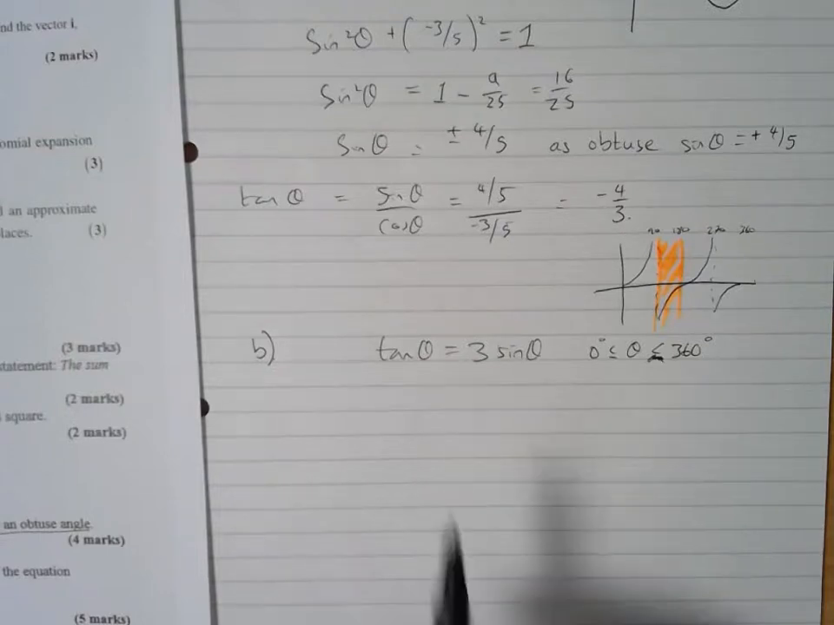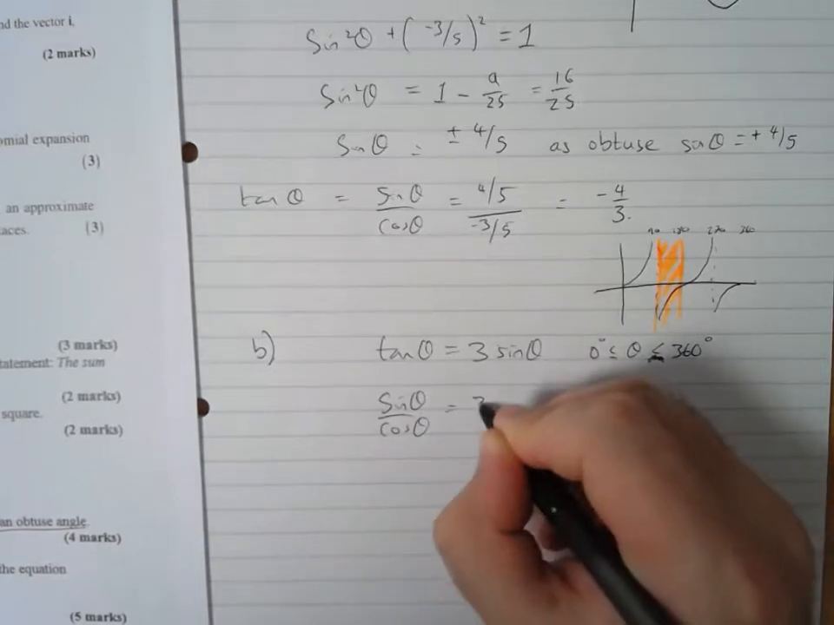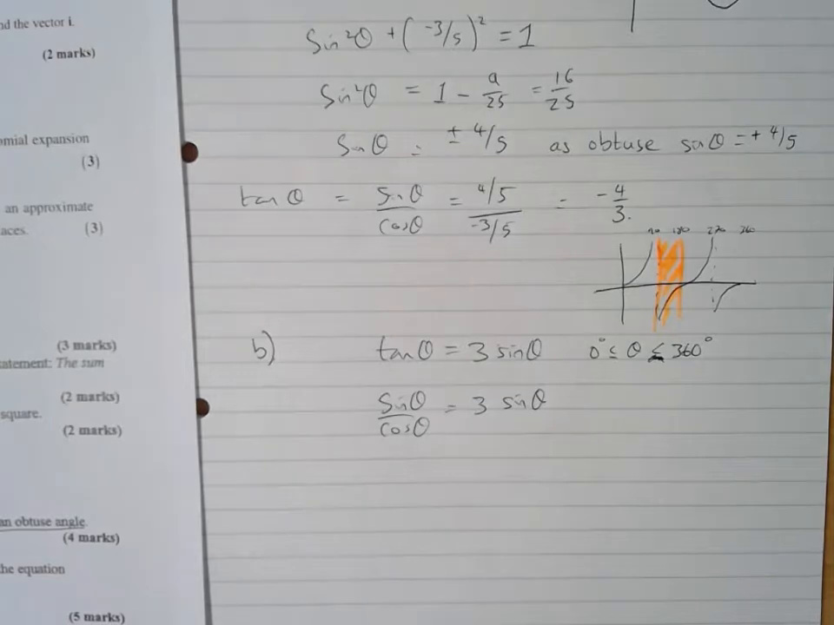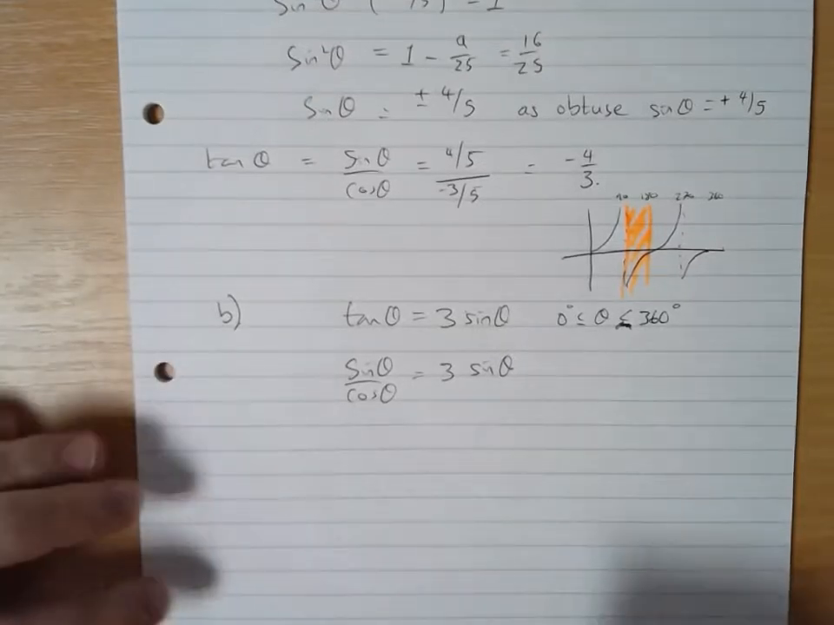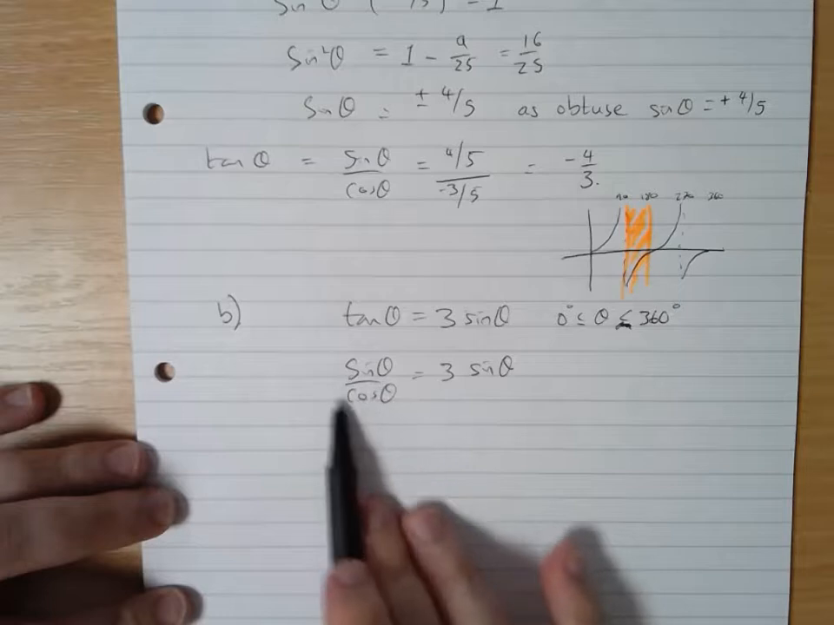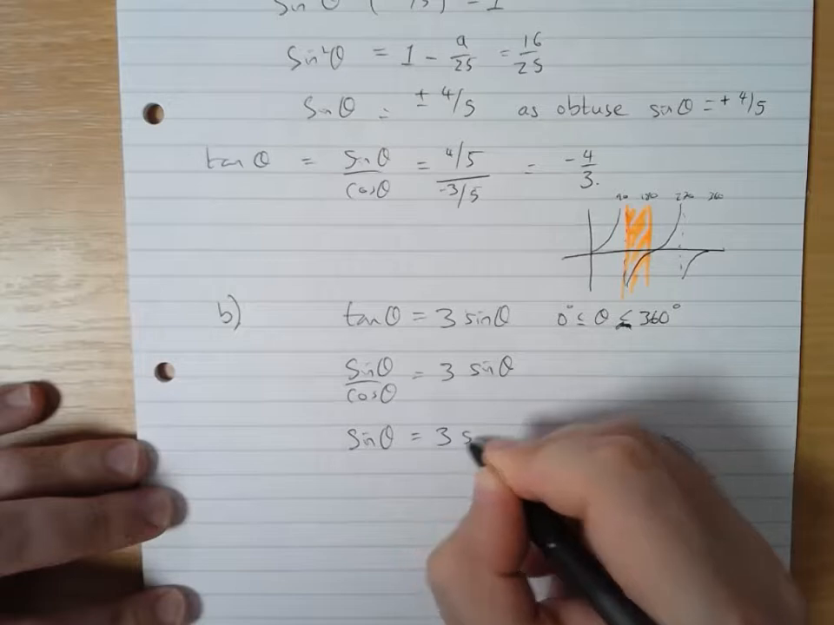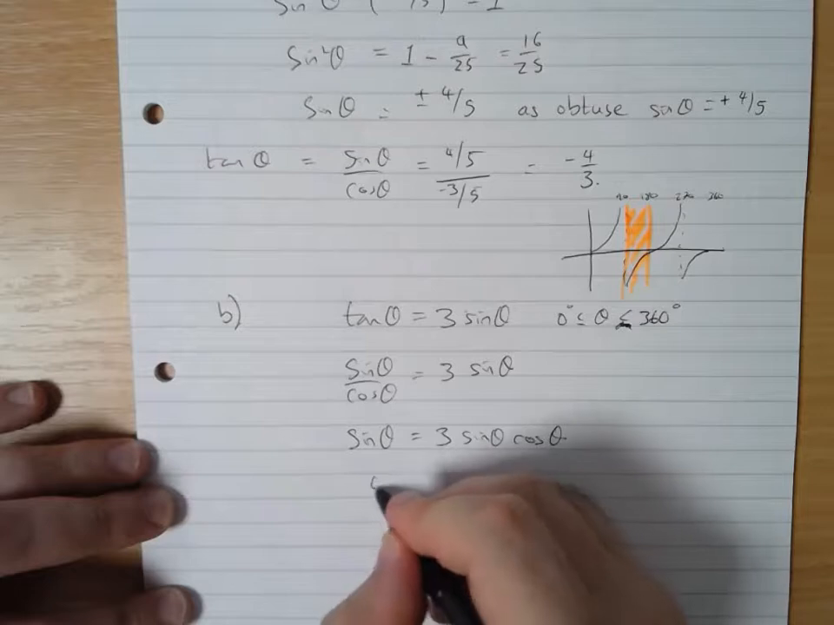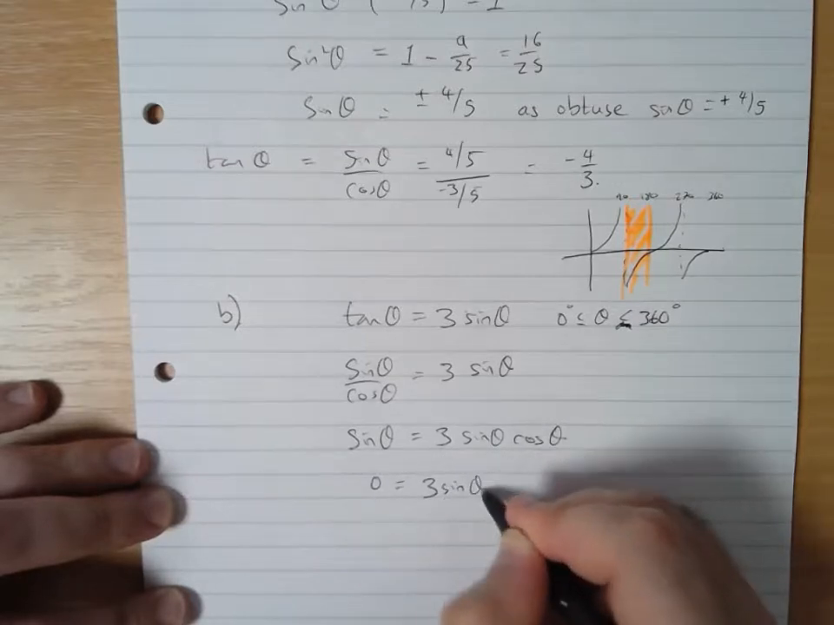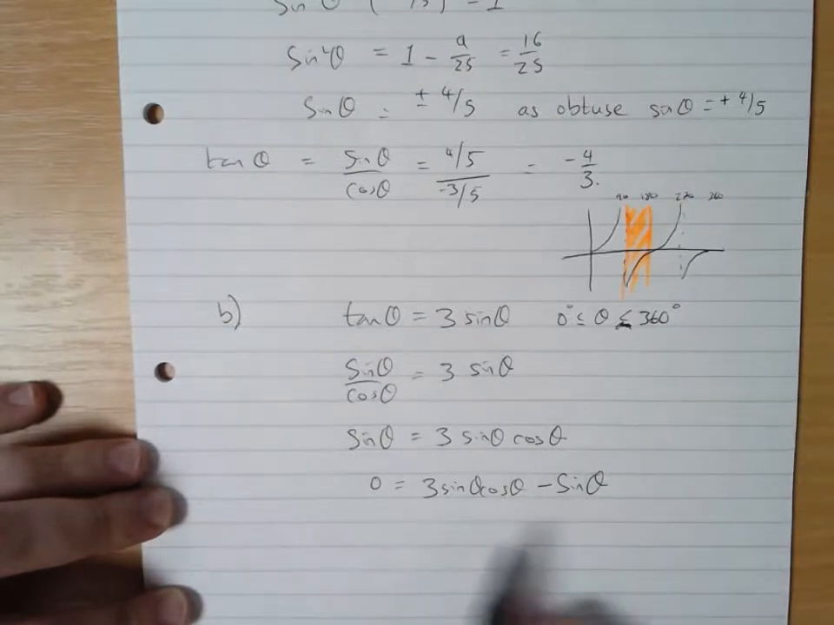In order to solve this, we're going to break up tan into sine theta over cos theta is 3 sine theta. Like when we do any kind of solving, the first step is to take everything to one side, and then we're going to try and factorize. In fact, before we even do this, let's get rid of the fractions, let's multiply up. So we have sine theta is 3 sine theta cos theta. Take it all over to one side, let's go for 0. 3 sine theta cos theta minus sine theta. This we can then factorize.